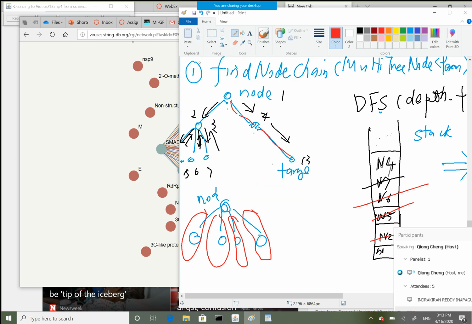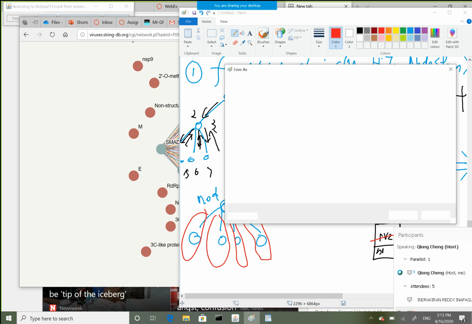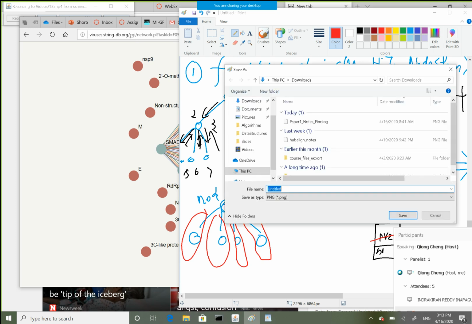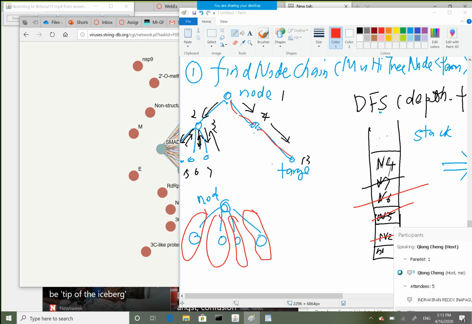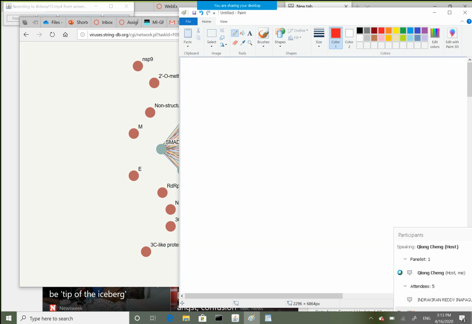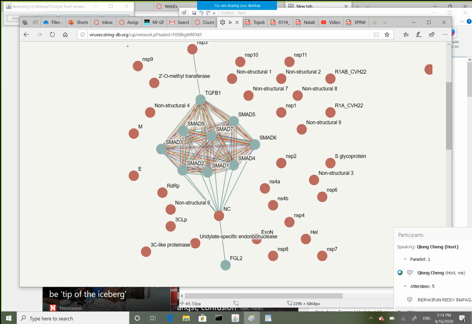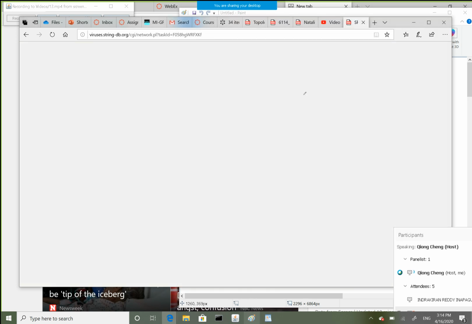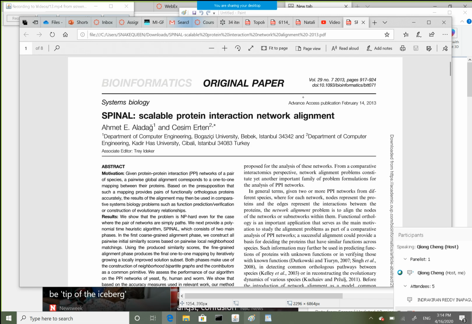Okay, let me save this one. Then I'll create a new file. Okay, good. I'll put it in two sides. One is the paper side, right? I want to show you the paper at the same time as I explain to you.